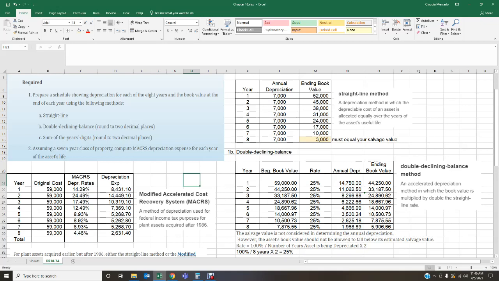Now for this number 2, they're asking us to compute MACRS depreciation expense for each year. We can get a total for the 8-year period. Let's see how much we depreciated. And that would give us the $59,000, which is what the value of the asset was worth. When we use the MACRS system, we don't take into account the salvage value. So at the end, your total for your depreciation expense should be the cost of your asset, which in this case was $59,000.